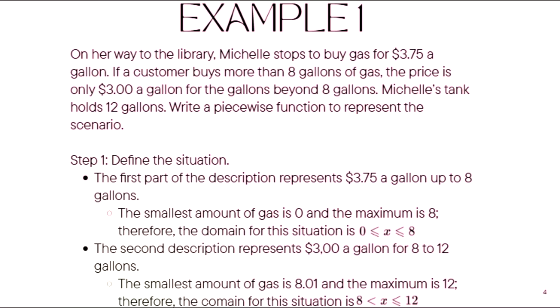The second description represents $3 a gallon for 8 to 12 gallons. The smallest amount of gas is 8.01 gallons and the maximum is 12. Therefore, the domain for this situation is x is greater than 8. It's not equal to 8 because equal to 8 is in the last domain. So it's x is greater than 8 and less than or equal to 12.